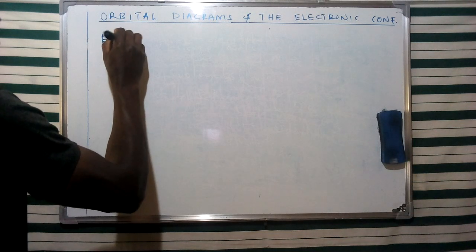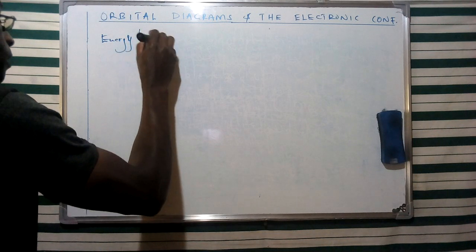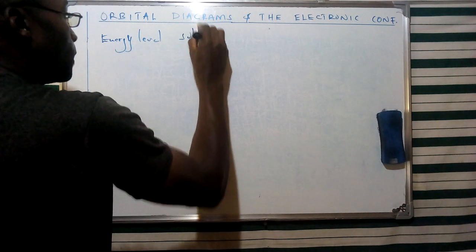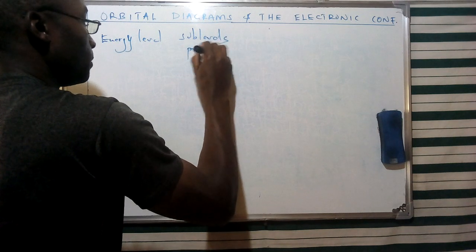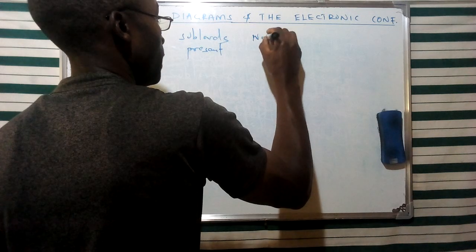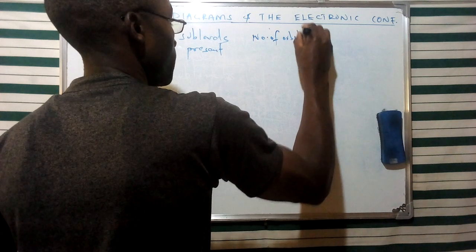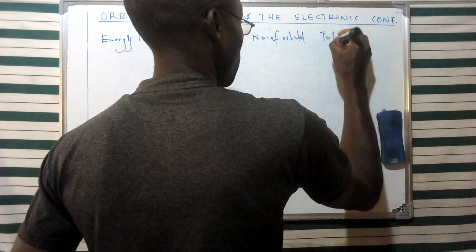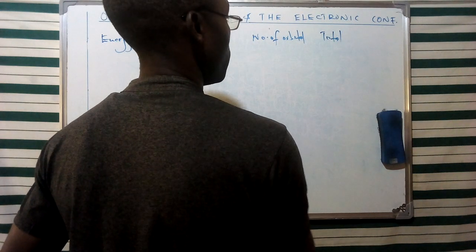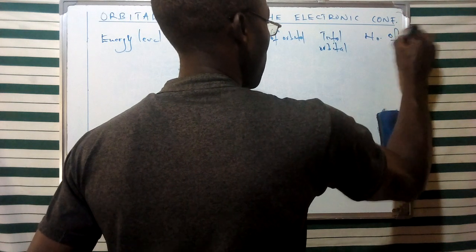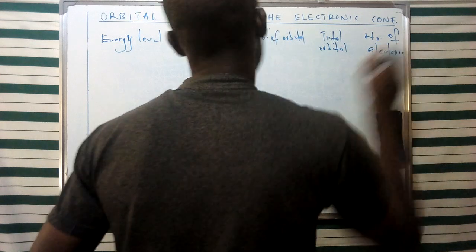Now, suppose we had an energy level at that specific point. Then we're going to have the sub-levels present in these energy levels, and then the number of orbitals present in each sub-level, and then perhaps the total number of orbitals irrespective of the sub-levels. I'm going to elaborate on this. Lastly, we're going to have the total number of electrons in those specific orbitals.